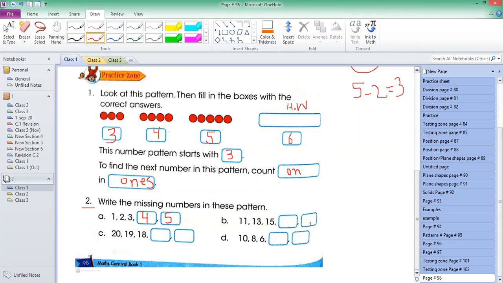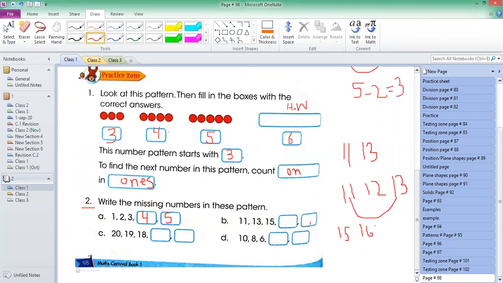11, 13, 15. Look here, guys. This is the pattern. 11, then after 11, it is 13. That means 13 is more than 11, so you are adding. If you add 1 to 11, it comes 12. But it is 13. That means you are counting in twos. 13, then 15. So here you will write 15.